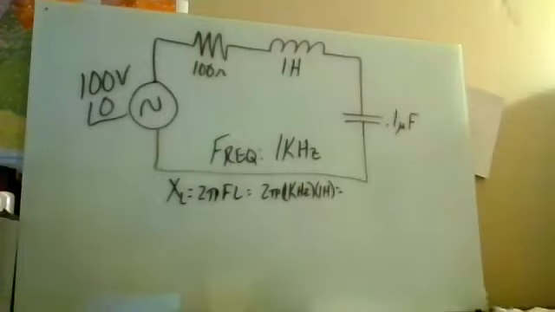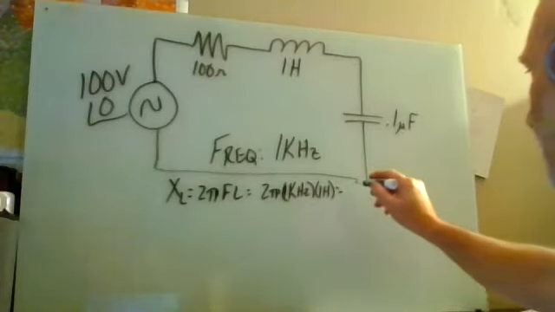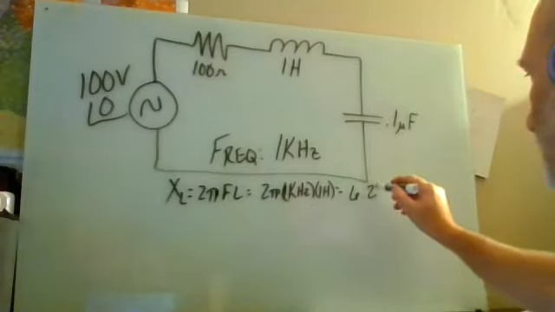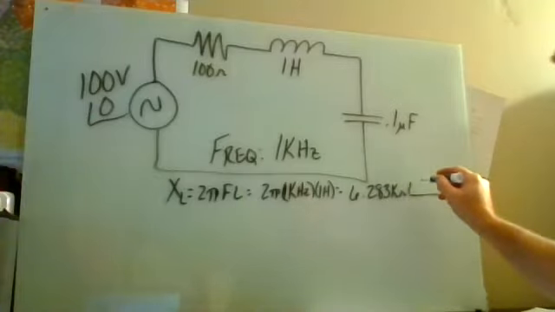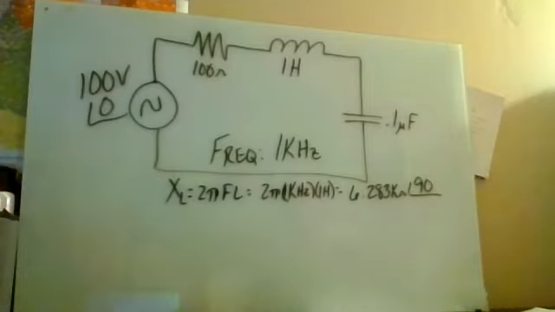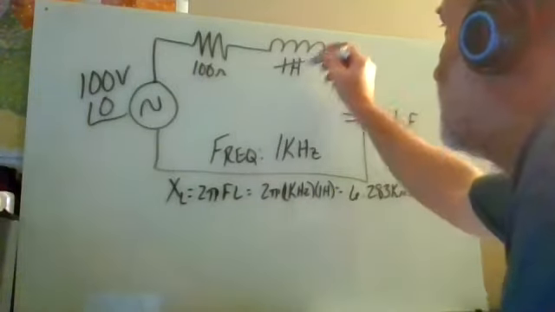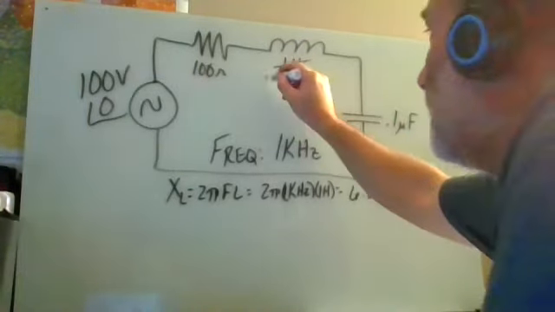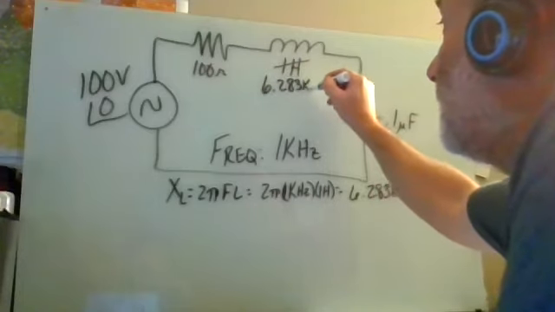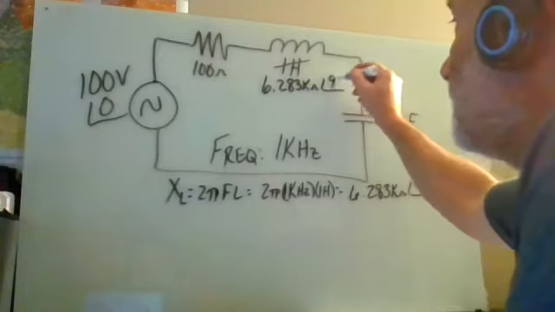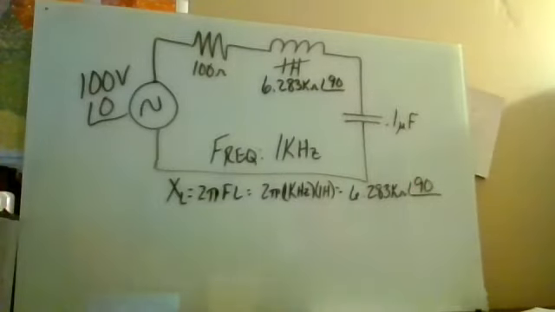And when I put that in my calculator, I should get 6.283 kohms at an angle of 90 degrees because it's an inductor, so it's always going to be 90 degrees. So then I'm going to go up here and ever so gently line out my 1 Henry, and I'm going to write 6.283 kohms at an angle of 90 degrees. So that way I know that that's my inductive reactance.